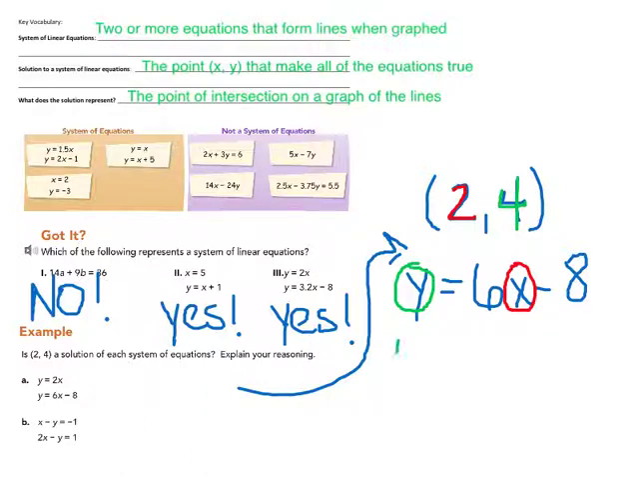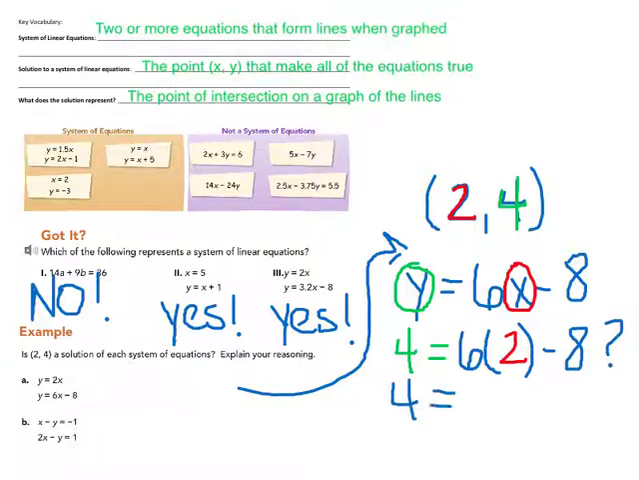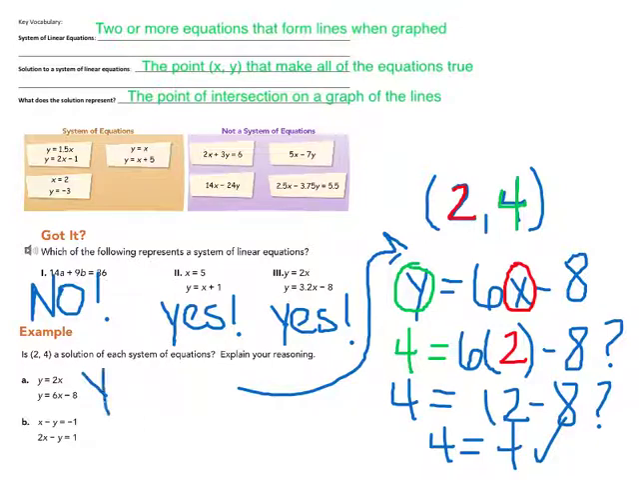So we have 4 equals 6 times the x value, which is 2, minus 8. So I want to know, does that work? So is 4 equal to 12 minus 8? Yes, it is. 4 equals 4. So that means that this is a solution.